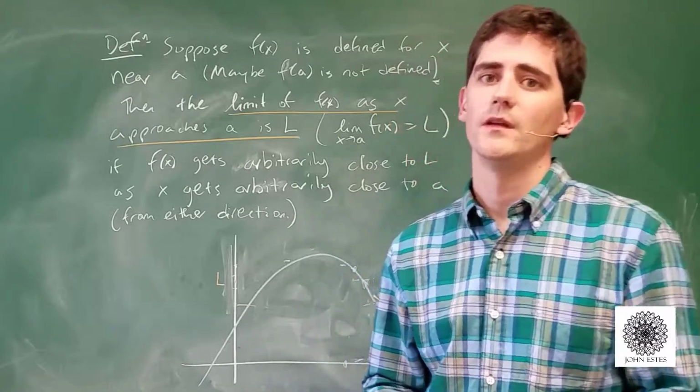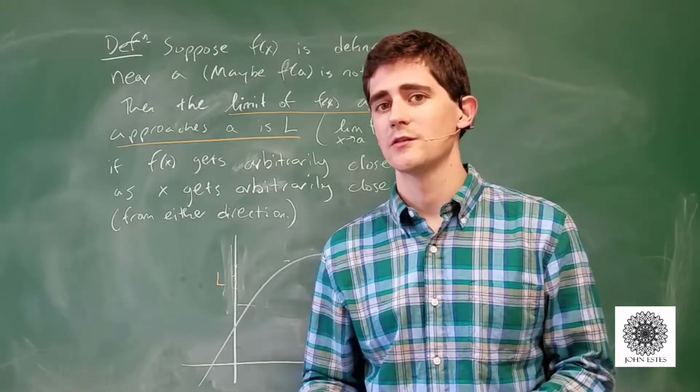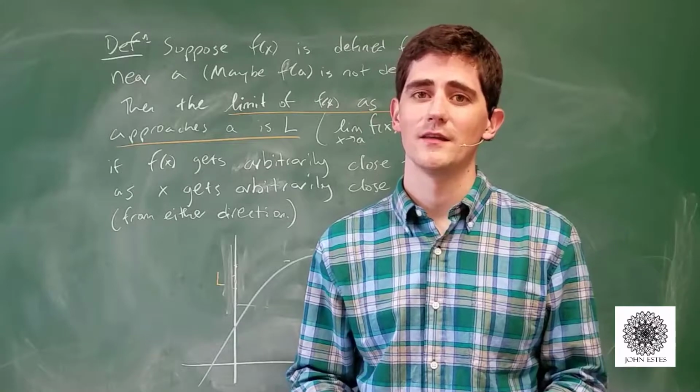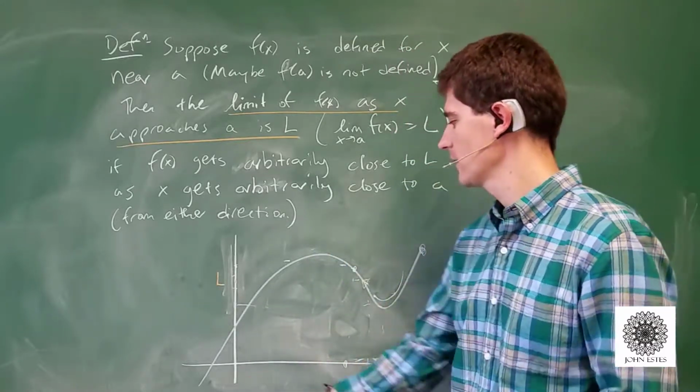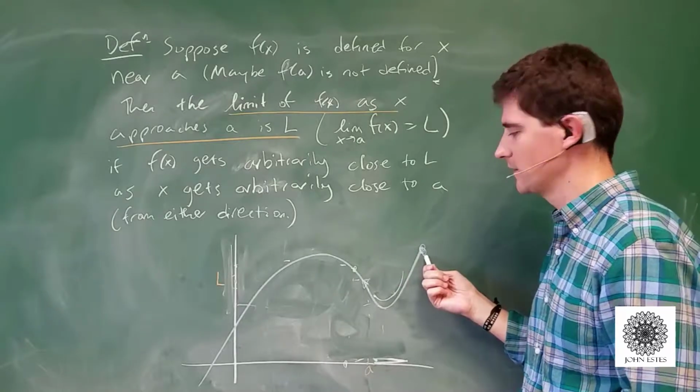Sometimes in calculus we need to look not only at the trend coming from both directions, but maybe we need to look at the trend coming from one direction and not the other. For example, in this blue curve here, what is happening? What's the limit as I get close to this endpoint here?